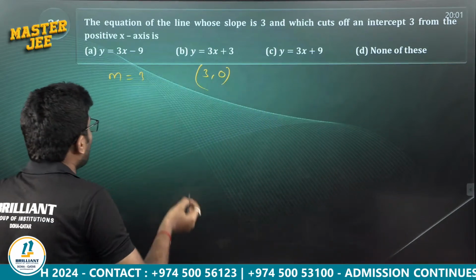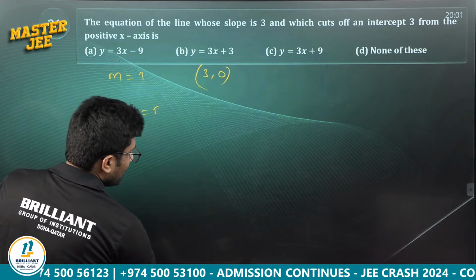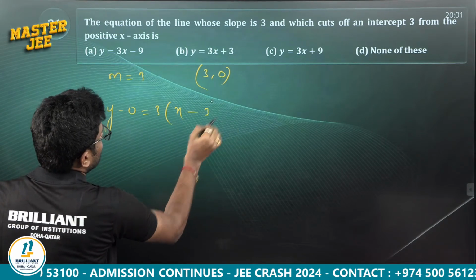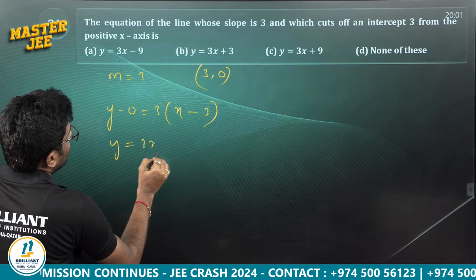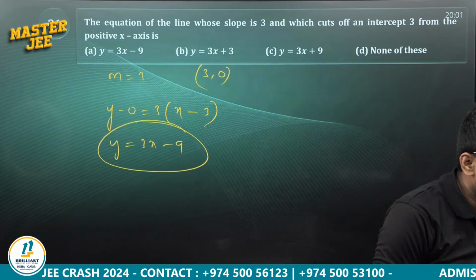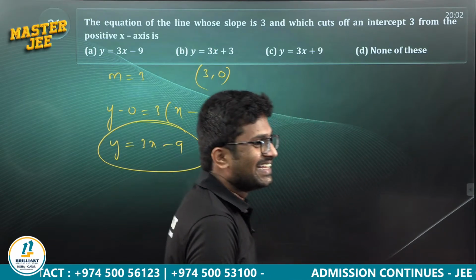Now by using slope point form, y minus y1 equals m of x minus x1, so y minus 0 equals 3 of x minus 3. That's it. y equals 3x minus 9. Option A. Abu Muhammad, you said option B. Hey man, I'll kill you. You're deleting. Yes, it's B.